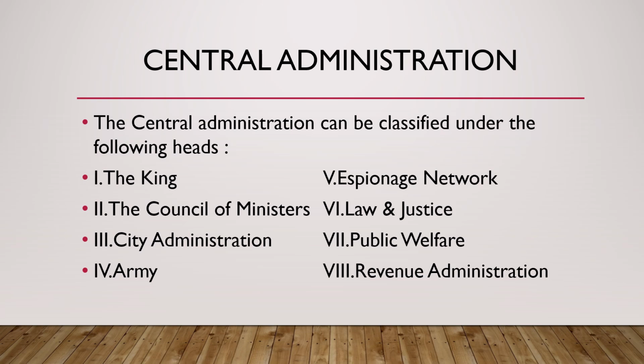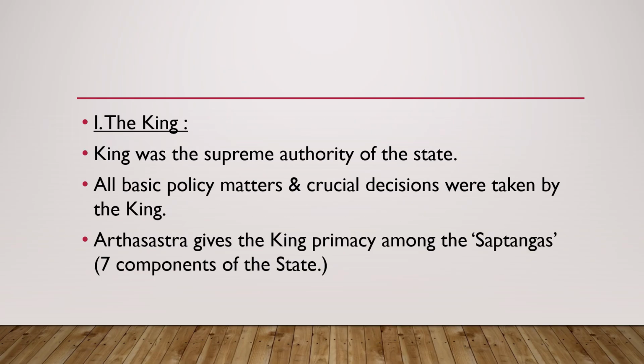So one by one we will try to assess and analyze the role of each of these components or each of these elements in the overall administrative apparatus of the Mauryan Empire. So the king first. The king was the supreme authority of the state, and all basic policy matters as well as crucial decisions were taken by the king.